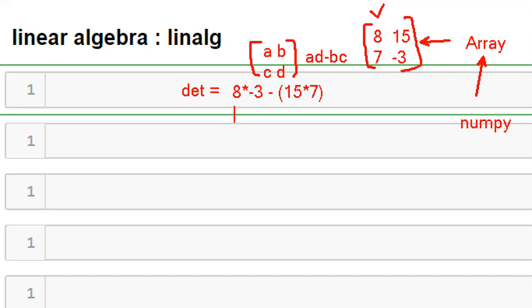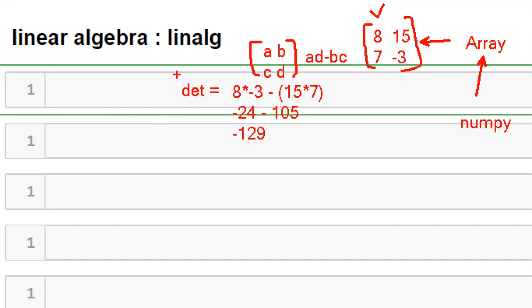Okay, so here 8 multiplied by minus 3 will give you minus 24, right? 15 sevens are 105, right? Now the value will be minus 129. Yes or no? The final value is 129, right?